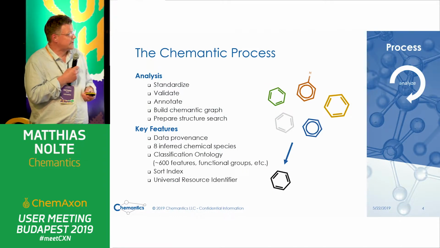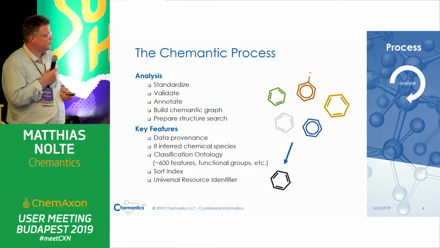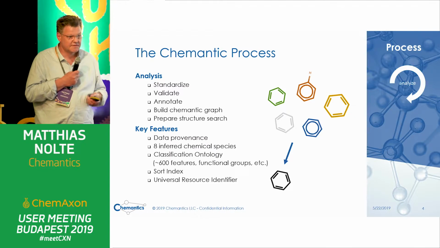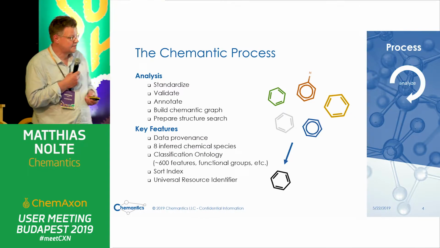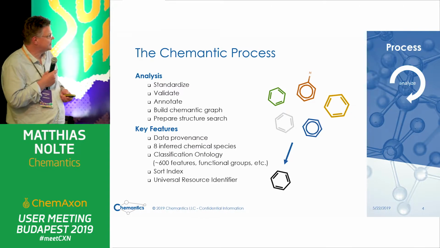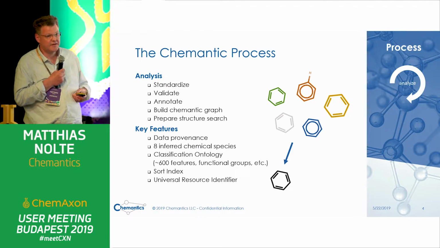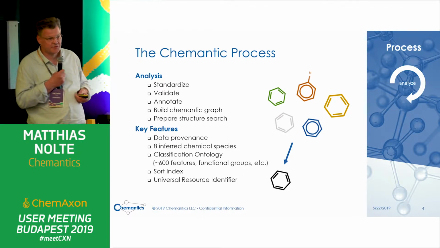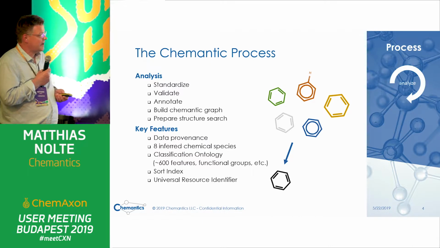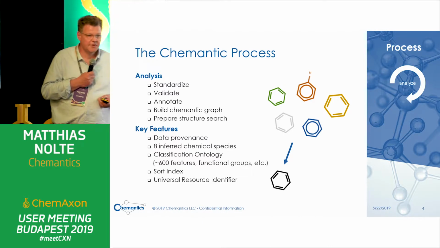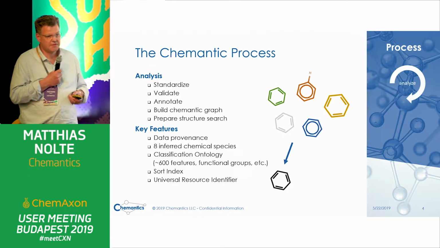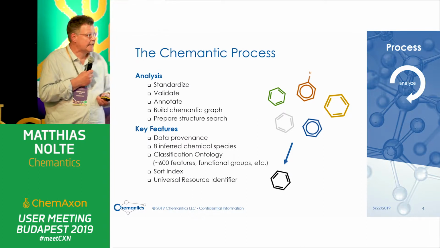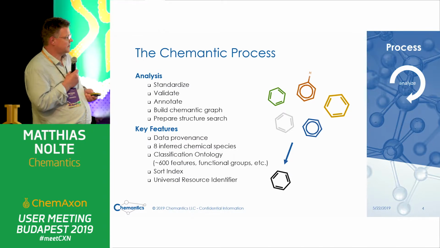So what do we do? First, we need to analyze our compounds. As you know, compounds come in all kinds of shapes and sizes and colors, and they need to be standardized and validated, and of course we use the ChemAxon toolkits for those. Then we annotate those structures, so we have a very rigorous analysis process to chemanticize these compounds, and we enrich the data based on chemical features.